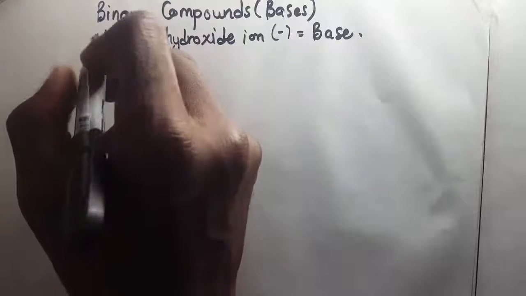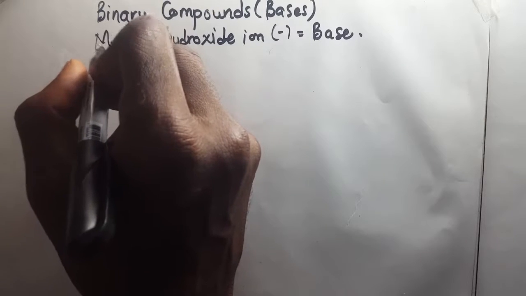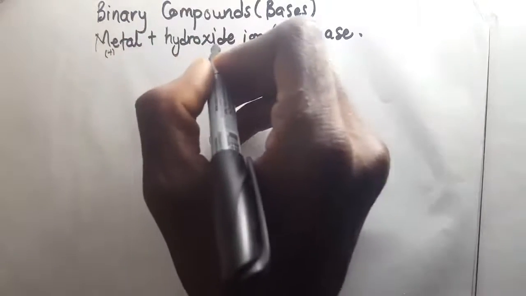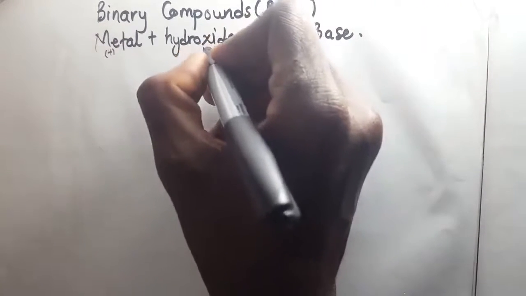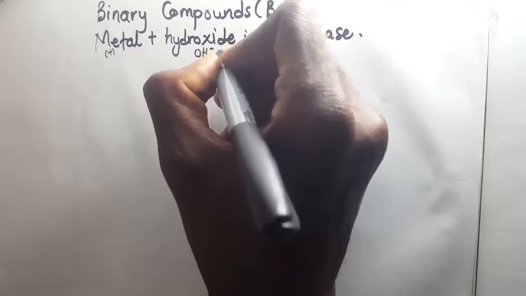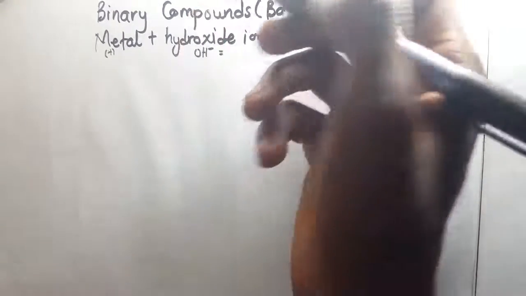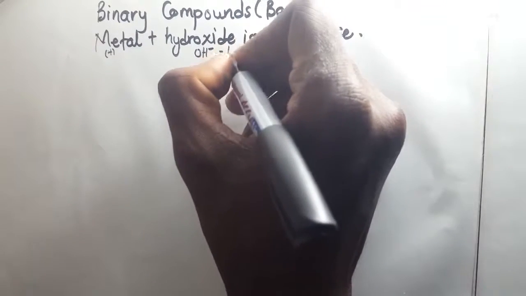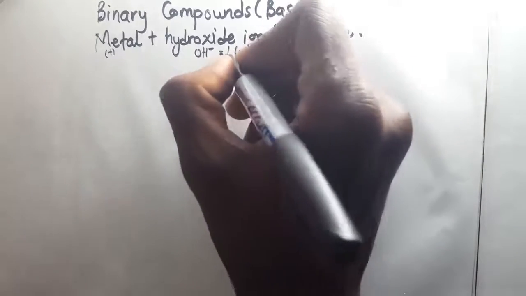Now one thing you need to know is that metals have a positive charge. And the hydroxide ion has a -1 charge, so it is OH minus. Since the charge is -1, the valency is 1.